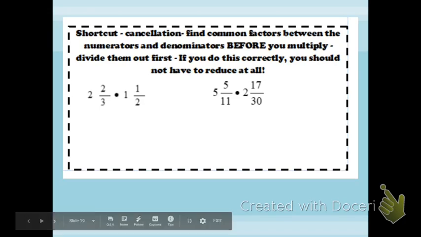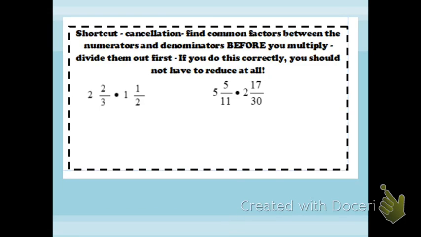So the shortcut is called cancellation. Has anybody ever seen this before, canceling before you multiply? Oh, good, a couple of you have. Okay, so you can testify that this makes things easier. So I'm going to show you on an easy one, and I'm going to show you on a harder one why it's so helpful. So basically what we're going to do is find common factors or the greatest common factor before we ever multiply. That makes our multiplication easier. So let's do the first one. First we have to make them improper.